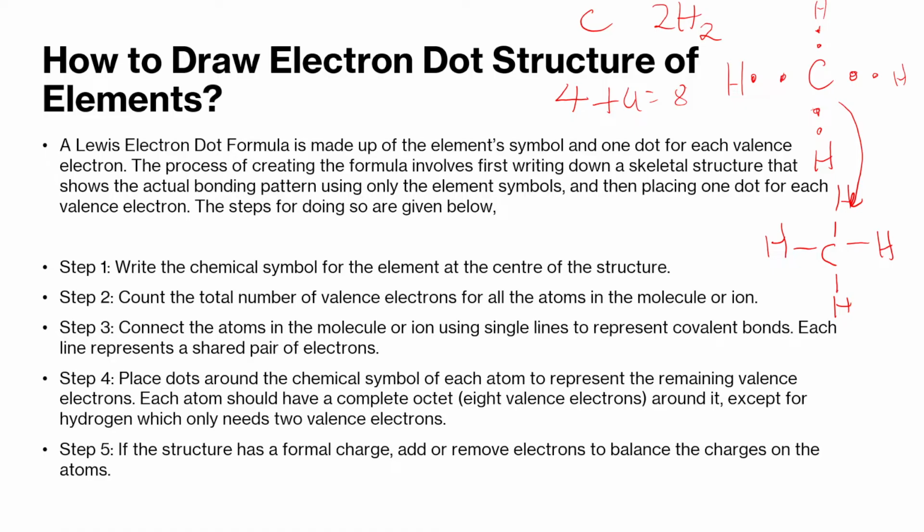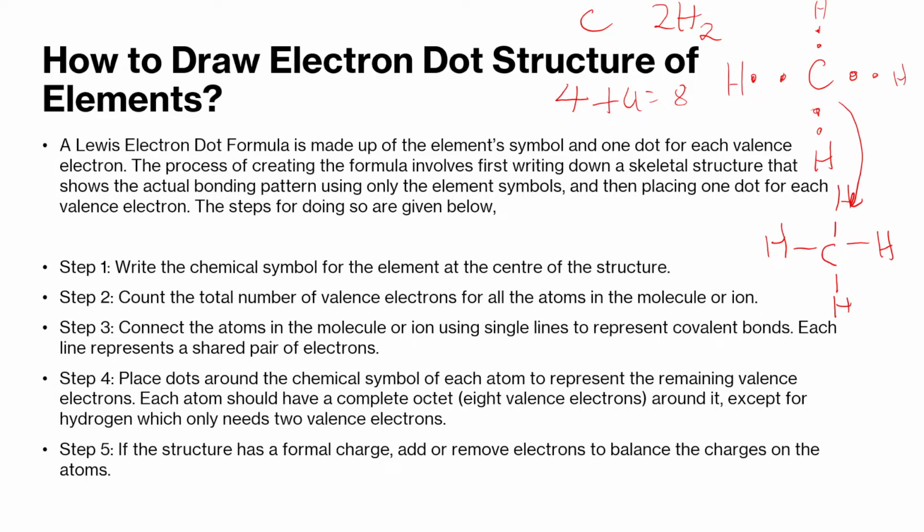Step 4 is to place dots around the chemical element for each atom to represent the remaining valence electrons, and make sure that each atom has a complete octet. That is kind of, well, when we start looking at the fact that some elements have an extended octet and some elements are pretty fine without fulfilling the octet rule, then we can look at that, especially with something like sulfur heptafluoride or something like boron trifluoride. They're going to be a little bit different. So you're going to have to know those things that don't follow the octet rule.